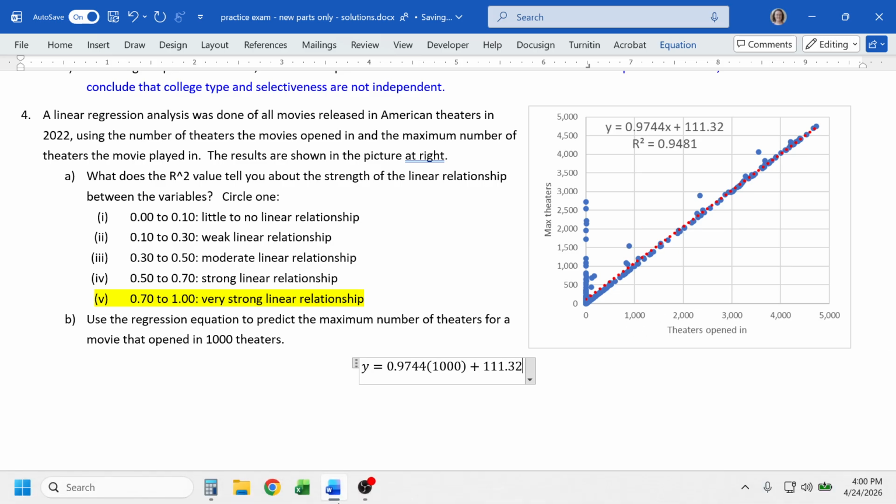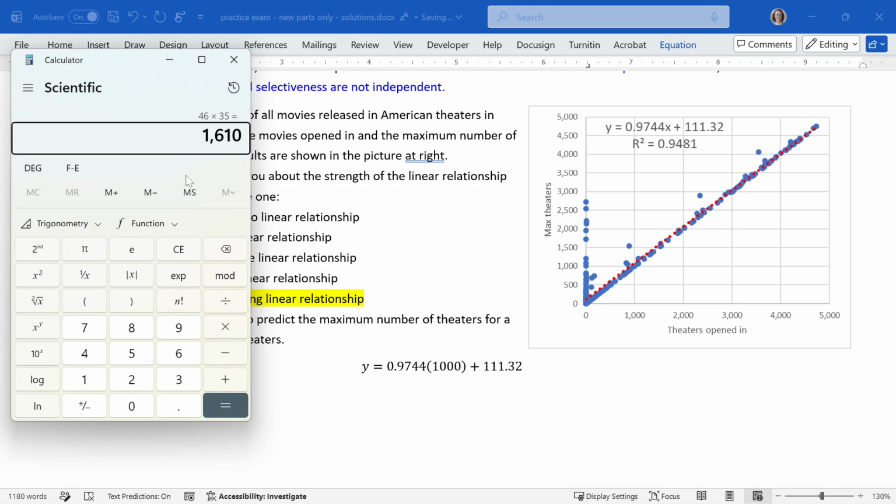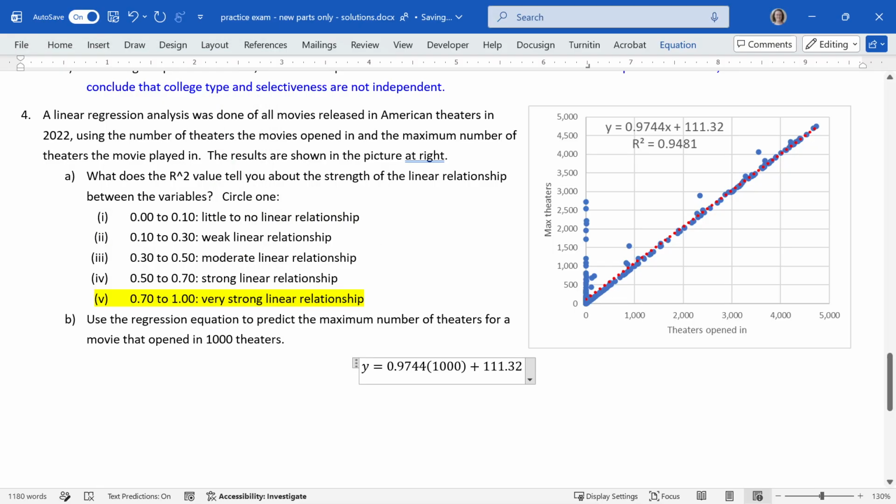And now I'm just going to grab a calculator and do 0.9744 times 1,000 plus 111.32. Okay, 1,085.72. Right, so that is my prediction. It's not much more than 1,000, just a few more.